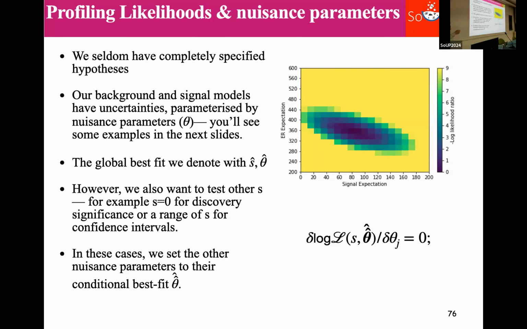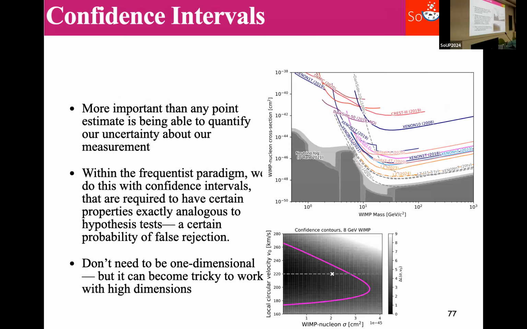Good. So again, we don't escape profiling likelihoods so easily, so we'll come back to this again. We seldom have completely specified hypotheses, and so we want to profile out here. So again, here we have signal expectation and background, and we have a likelihood that tells us that the most likely case is here. But as you increase signal expectation, the most likely background, given that signal expectation, goes down to accommodate the extra signal. And we have this notation with the double hat for the conditional best fit and with the S hat, theta hat for the best fit. Good.